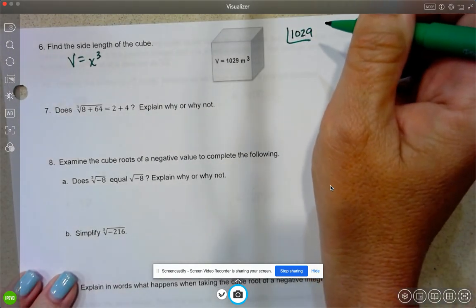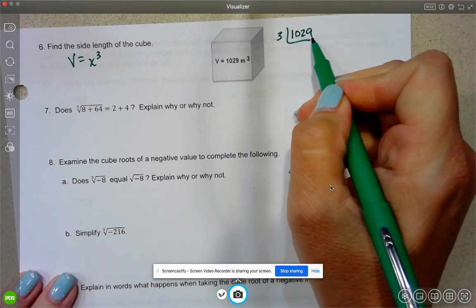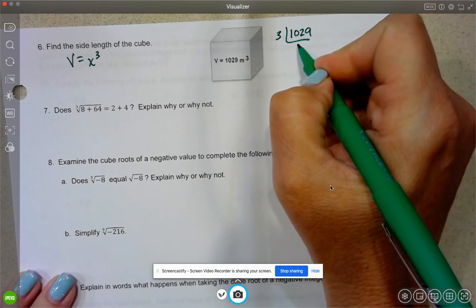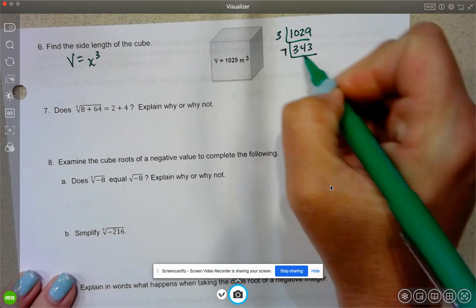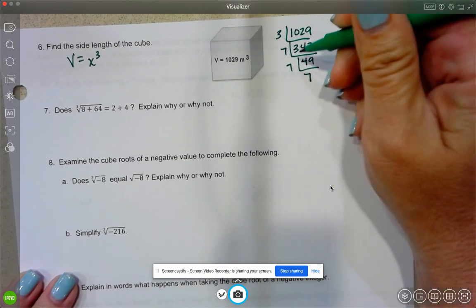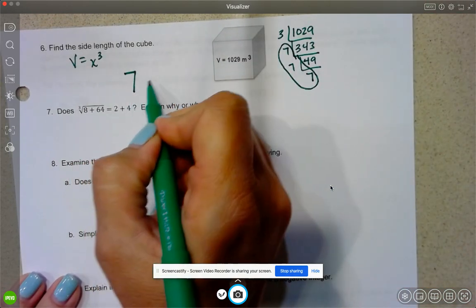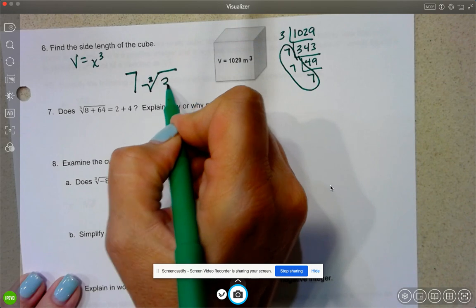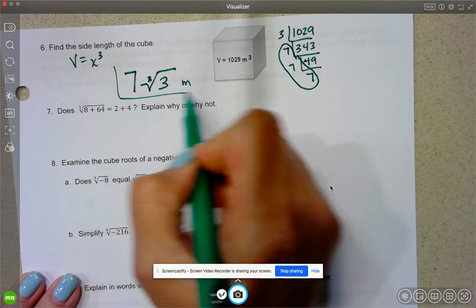So 2 doesn't go into this number, but 3 does. I know 3 does because 1 plus 2 is 3 plus 9. And then 3 goes into 1029 343 times. Well, 3 doesn't go into this, but 7 does, 49 times. And then I have 7 times 7. Remember, I'm looking for a cube root. So I have a group of 3 7s, so that goes on the outside. And then, don't forget your index. What's left on the inside is 3. And then I would just want to put meters, because that's what the unit is. So that's the side length.